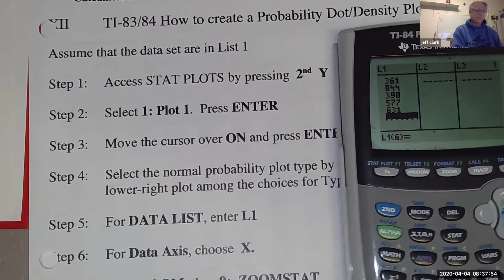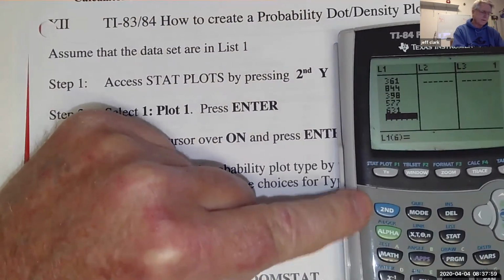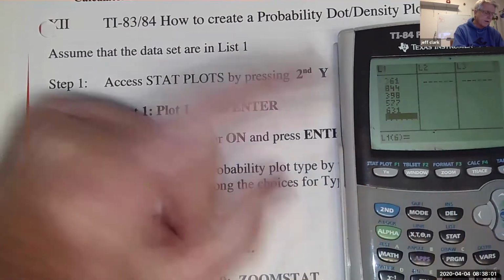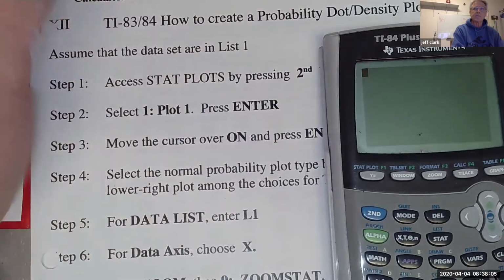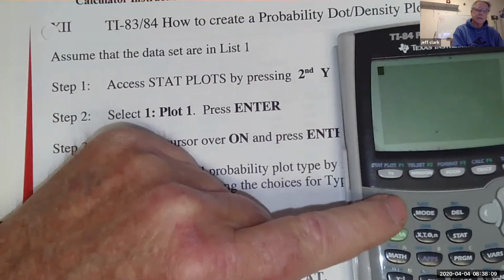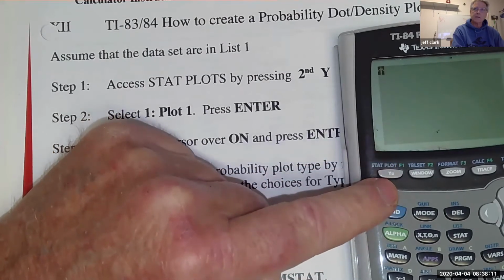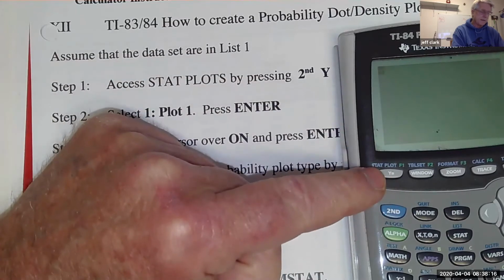All right, so we're going to go second Y. If you want to get a clear home screen, go second quit, for instance. I think if you just press second Y, it would have gone there directly anyway. So second, and then the Y right here. You even see it says stat plot, doesn't it? Well, mine does.